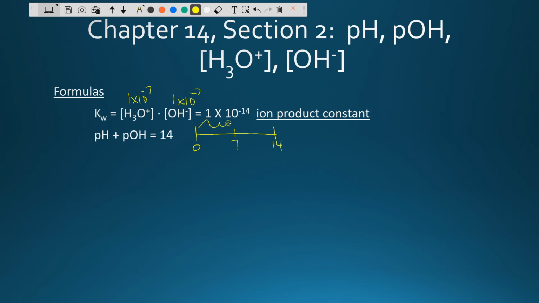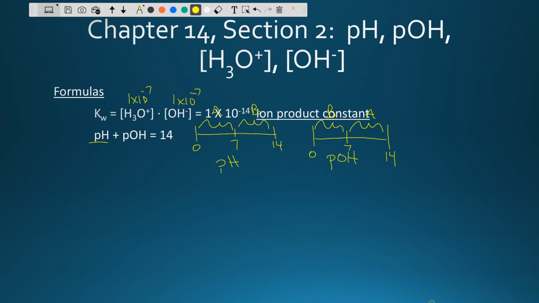If we look at the pH scale, anything on this side, where my hydrogen ion is stronger, is going to be acidic, and if we look on this side of the scale, this is going to be basic. There is also a pOH scale. A pOH scale also goes from 0 to 14, and right in the middle is neutral again. But on the pOH scale, it's going to be basic if it's less than 7, and acidic if it's greater than 7.